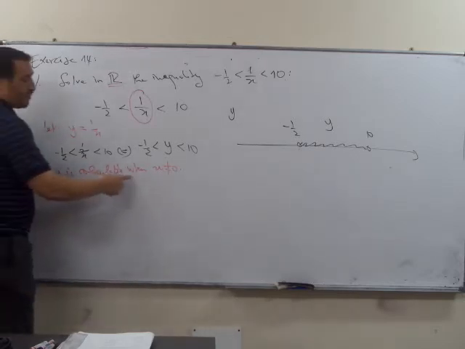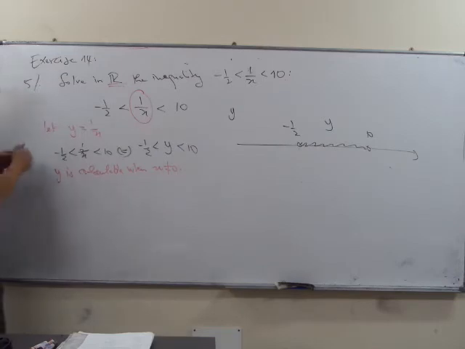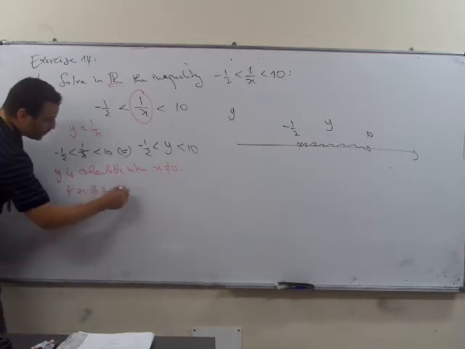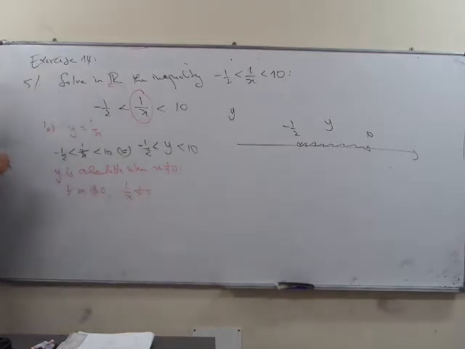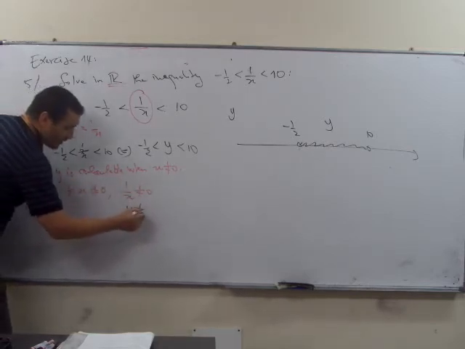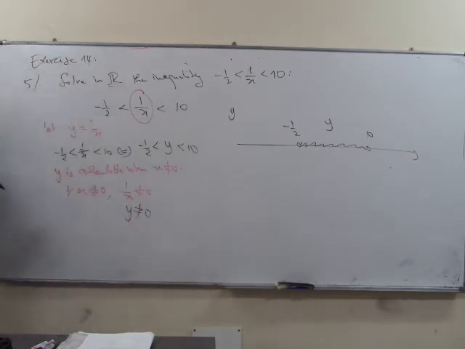So y is calculable when x is different of 0. For any x different of 0, 1 over x is also different of 0. Then it means that my y cannot be equal to 0 in any way, because I have this condition, x cannot be equal to 0. Then my y cannot be equal to 0. Clear?